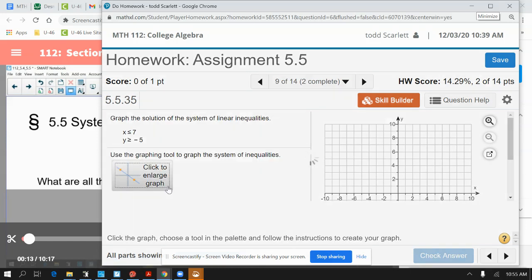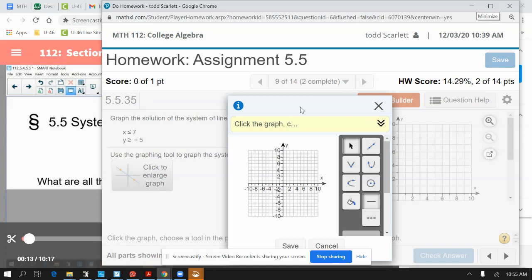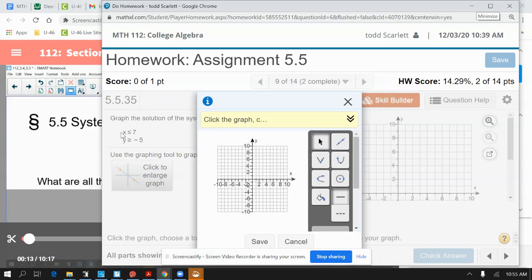And we'll end with this one. So I've got x is less than 7. So all the ordered pairs where x equals 7 is right here. And it's not dashed, it's solid because I have the equal to part. Now when x is less than 7, it's everything to the left of it. The other inequality is y is greater than or equal to -5. Well, when y equals -5, it's this horizontal line. Every ordered pair on here, the y value is -5.